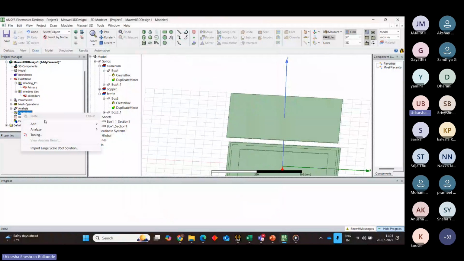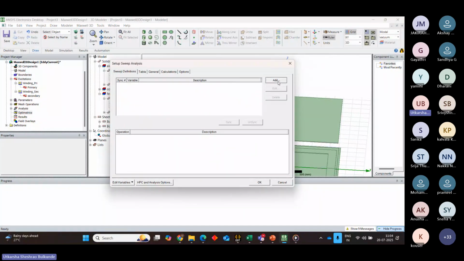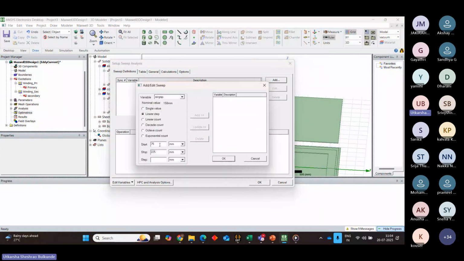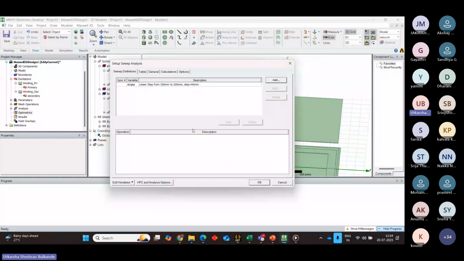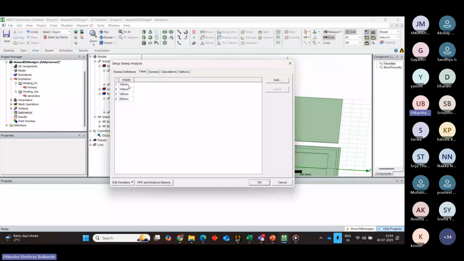Then optimetrics, add parametric, add. So if I want to analyze it for air gap, from 100 to 200, in steps of 20, fine. So it is analyzed for 100, 140, 180, and 200. Okay.